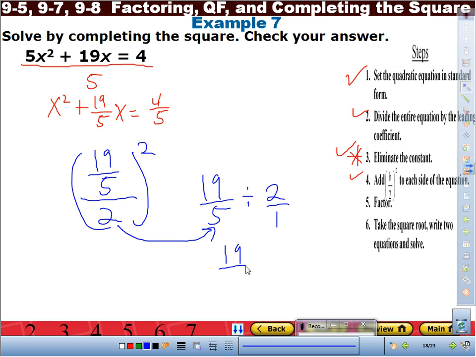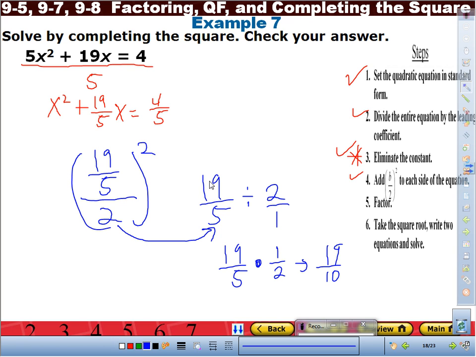First fraction stays the same. Change it to multiplication and multiply times the reciprocal, which is 1/2. So this becomes what? 19 over 10. So did everybody see what I did here? You didn't see what I did?